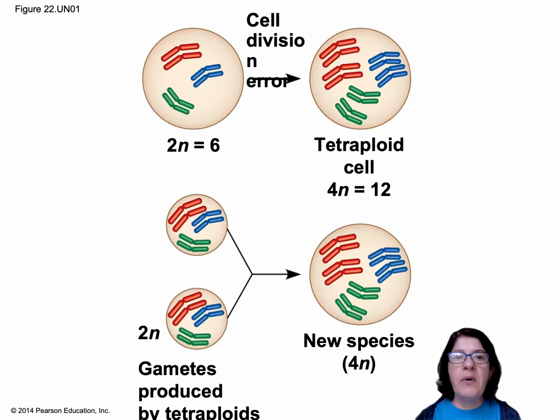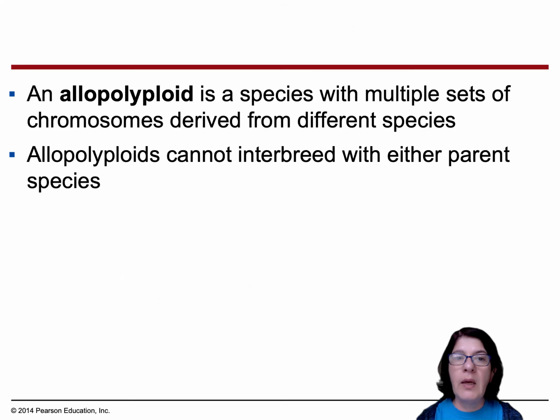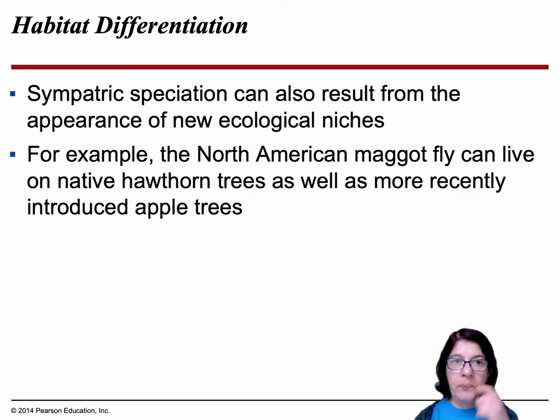So here's an example of a cell whose 2n number is 6, so it has 3 sets of chromosomes. The tetraploid cells will now have 4 sets, double that, and will have 12 chromosomes. And the gametes produced by tetraploids can actually result in a new species, which has a completely different number of chromosomes. An allopolyploid is a species with multiple sets of chromosomes derived from different species. Allopolyploids cannot interbreed with either parent species.